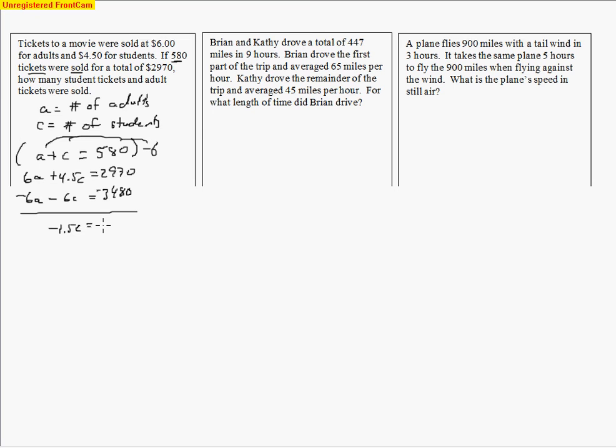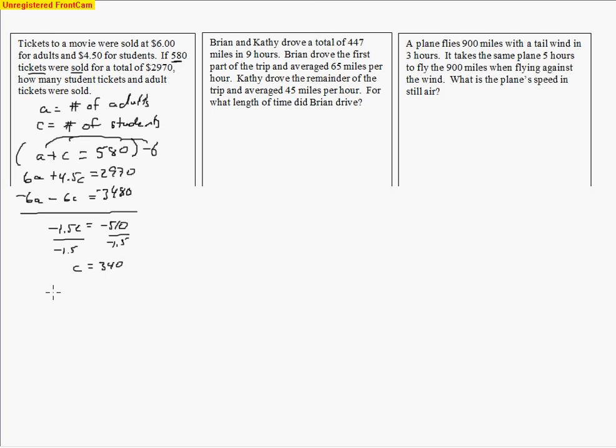And this all equals negative 510. So when I go ahead and do the division, negative signs should cancel, and always look for that. Make sure your signs are canceling. You should have a positive number of people, and the number of students is 340.